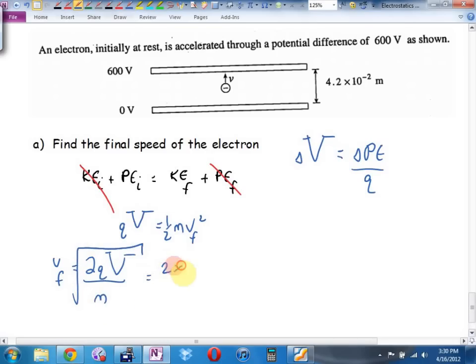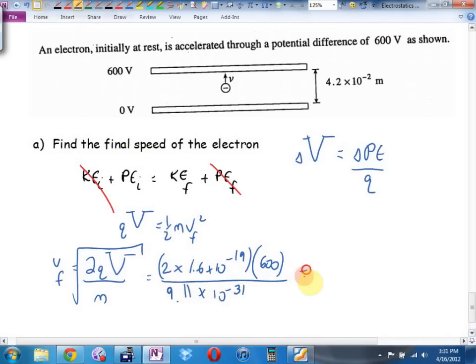It's going to be 2 times 1.6 times 10 to the negative 19 times 600 volts, divided by the mass. No, mass is not 1.6 times 10 to the negative 19, Mr. Dueck. Mass is 9.1 times 10 to the negative 31. Is that right, Jess?